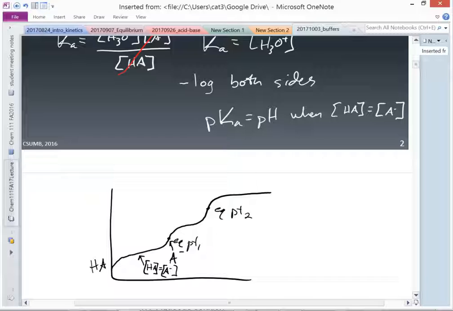And so, whatever pH you find there, that's pKa. This is the most straightforward way to measure a pKa.